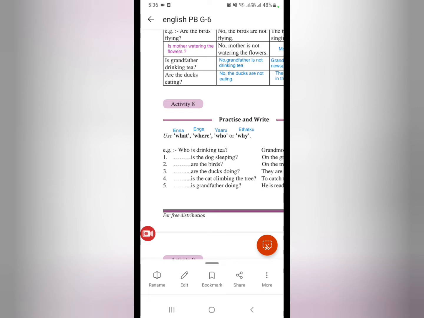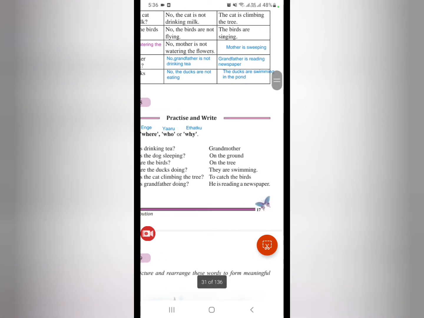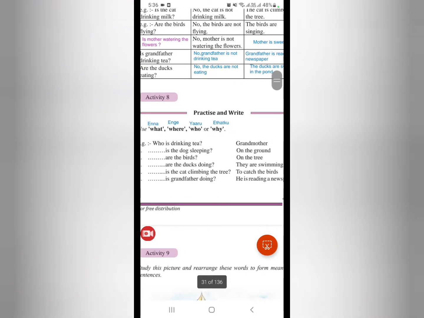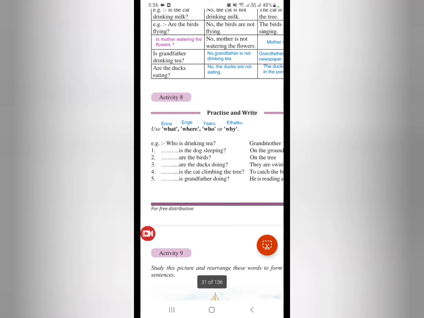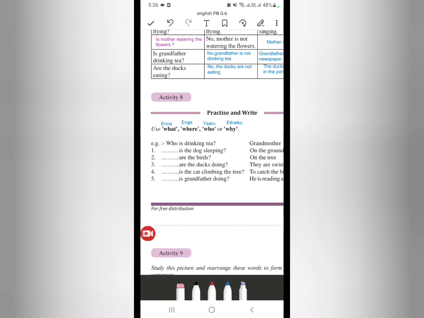And then the next one, dash is grandfather doing. He is reading a newspaper. Now one person is doing something. Then what will you use? What is that person doing? You will ask. But then he is reading newspaper. What is grandfather doing? You should use what is grandfather doing. Okay, now I will write it.